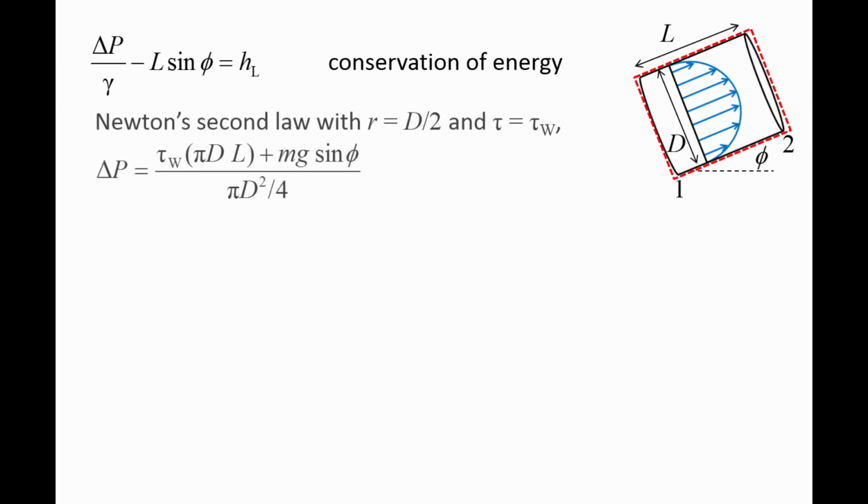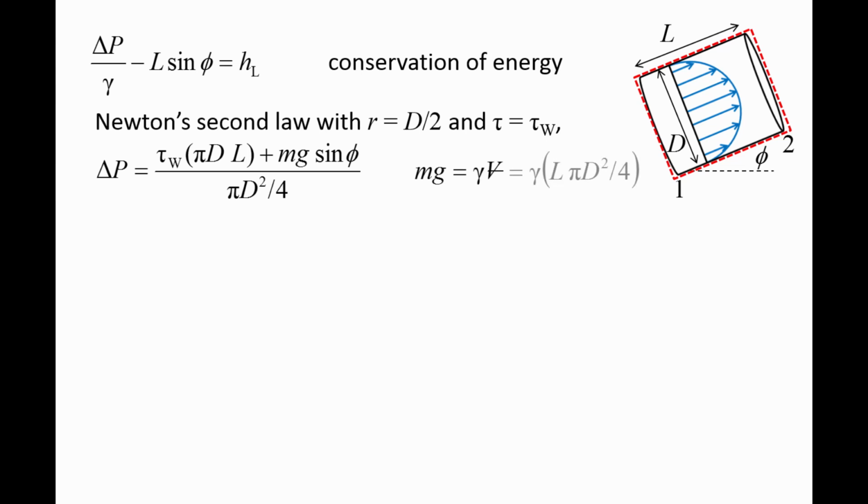Earlier we found an expression for Newton's second law for a fluid cylinder in a pipe. Now we will apply this equation for a fluid cylinder consisting of all the fluid in the pipe, which is the same system we considered when applying the conservation of energy equation. The radius lowercase r is half the diameter, and the shear stress tau is the shear stress at the wall, which will be denoted as tau w. Newton's second law becomes delta P equals tau w pi d L plus mg sine phi divided by pi d squared over 4. The weight of the fluid in the pipe can be rewritten as gamma times the volume.